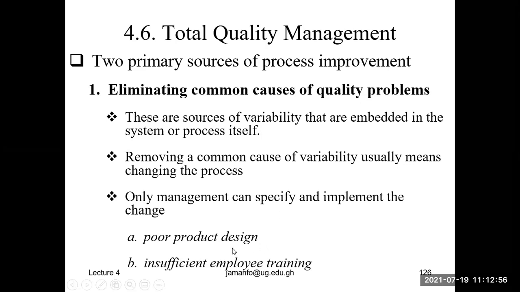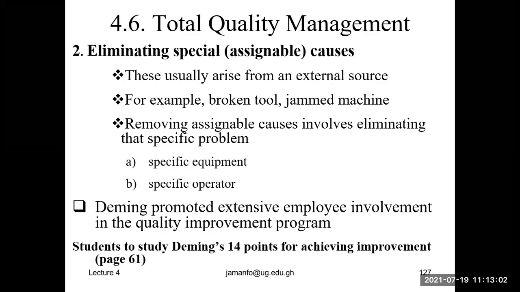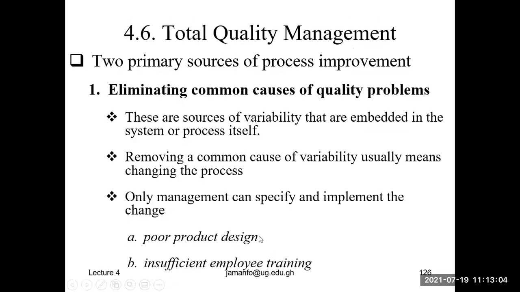Okay, so poor product design and insufficient employee training can all be issues that lead to common causes of quality problems. These will be embedded in the system. Insufficient training of employees can cause quality problems. And if we want to resolve this, management will have to say, okay, let's take our employees for training. You see, no employee can say, I'm going to train myself. No, the manager has to take that decision to train all of us.